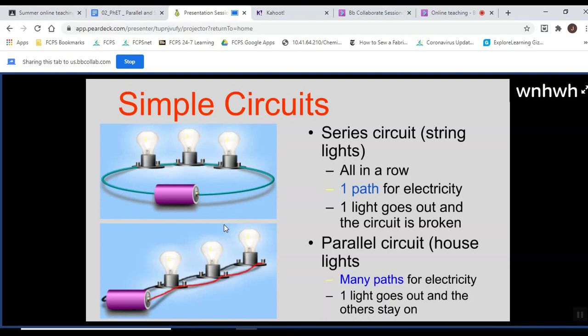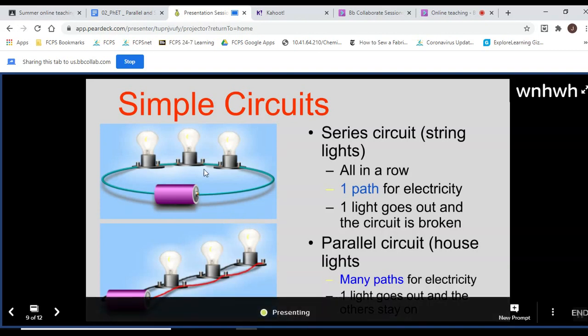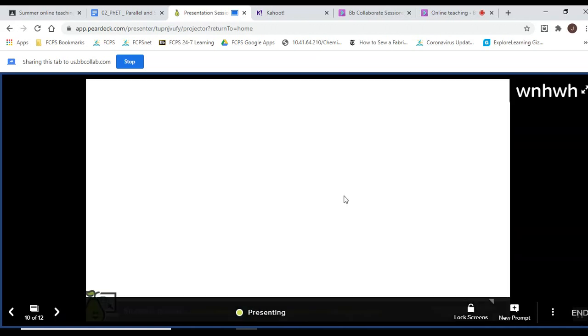Okay, so in order to do our lab, you need to know the difference between a series circuit and a parallel circuit. So the top picture is a series circuit. You have all of the light bulbs in one big circle. And the bottom picture is a parallel circuit. Each light bulb has its own pathway. So we're going to explore a little bit what happens when we make series and parallel circuits.